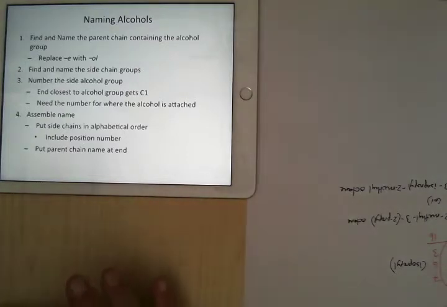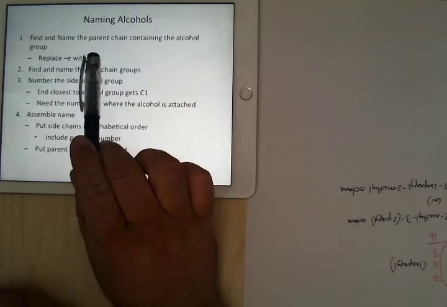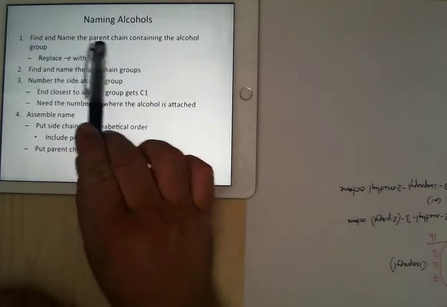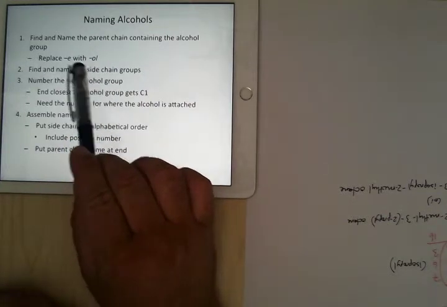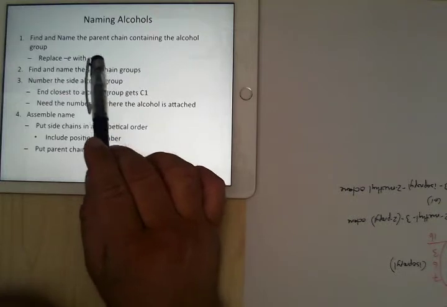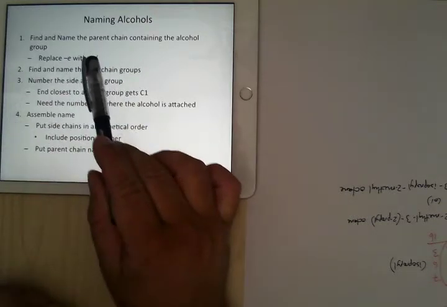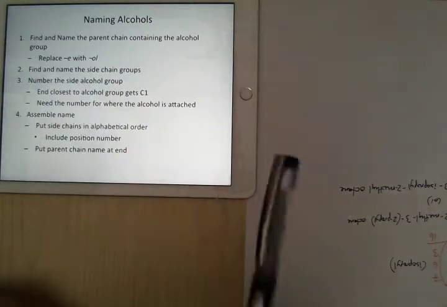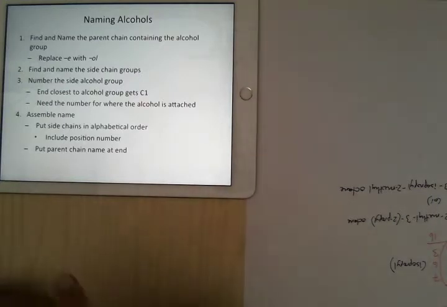Now you name the side chains, or find and name those side chains, and then we're going to do the numbering. Now, two things. One, the alcohol gets the priority. If we end up putting the suffix out here, whatever the suffix is, that's what gets the priority. So we want to be at that end, so that the end closest to that is going to be C1.